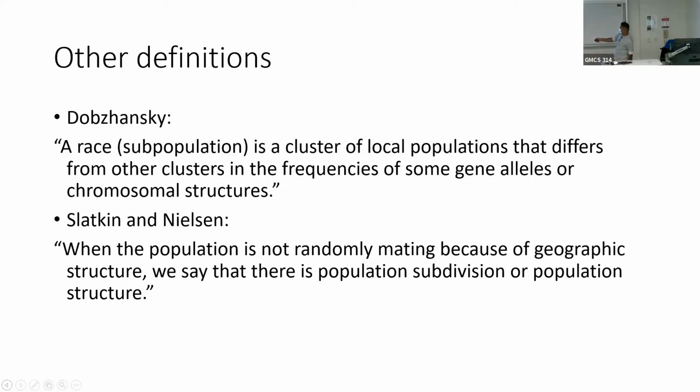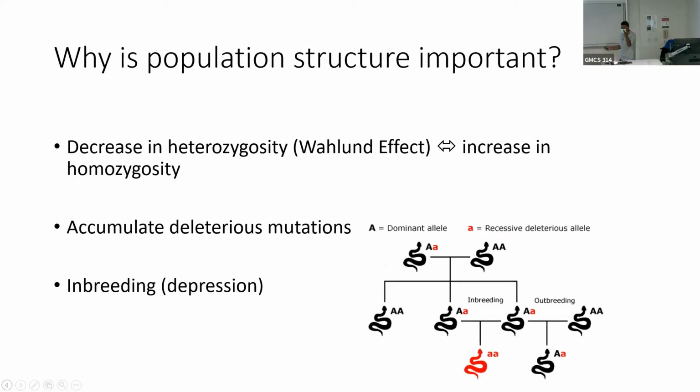So here's a newer one from Slatkin and Nielsen. It says the population is not randomly mating because of, say, geographic structure. So geographically, a population of an oak tree exists on one side of a mountain range, and another subpopulation exists on the other side of the mountain range. Okay, why is this important?